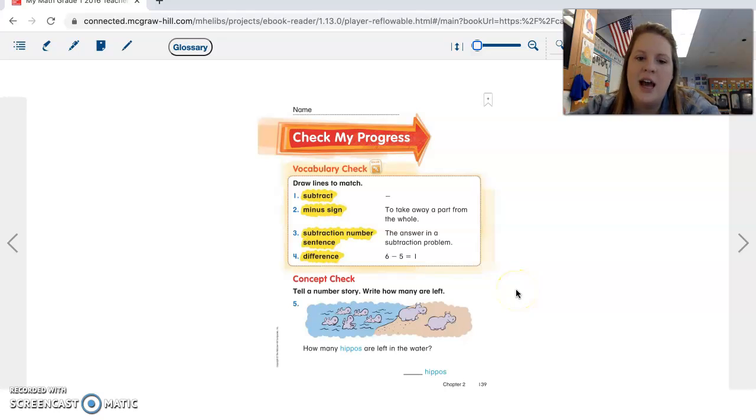Down here it says to tell a number story, write how many are left. How many hippos are left in the water? So you need to count those hippos that are left in the water and put your number right there.